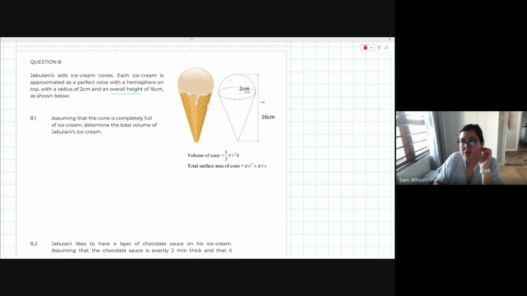So basically from the top of your ice cream scoop all the way down to the cone, that whole thing is 16 centimeters. Before we even get into a question, how tall is the hemisphere of ice cream? Think about where I've drawn that blue line. How tall is that?